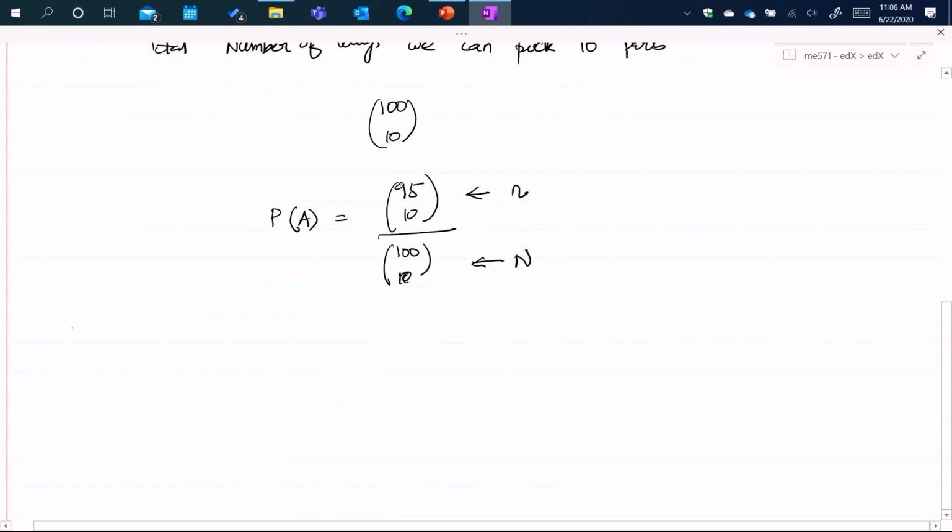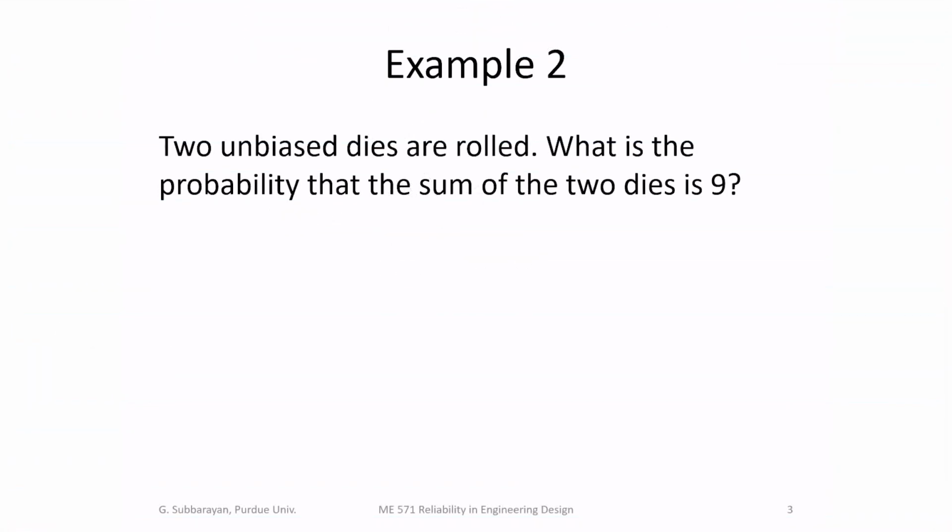Okay, so next I'm going to work out example 2. So in example 2, we have 2 unbiased dice and they're rolled. What is the probability that the sum of the 2 dice is 9? These are unbiased, meaning that they have equal probability of getting any of the 6 faces to roll up. So any one side has probability of occurrence of 1/6.